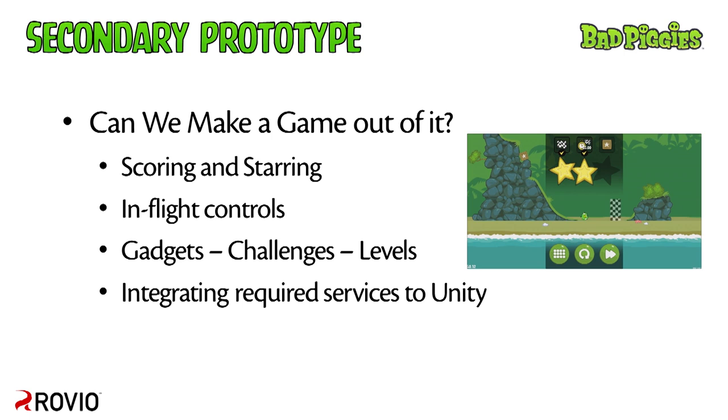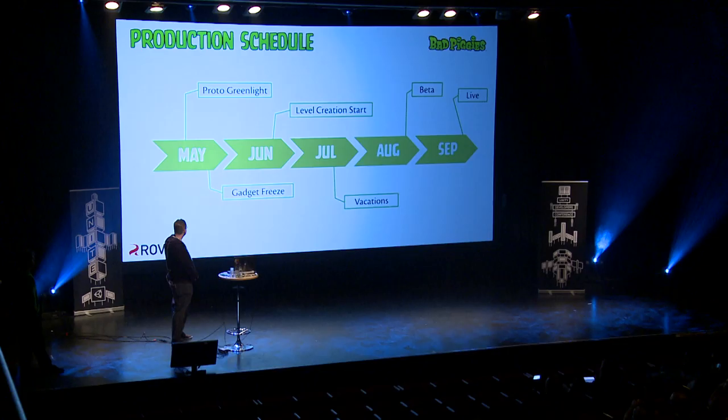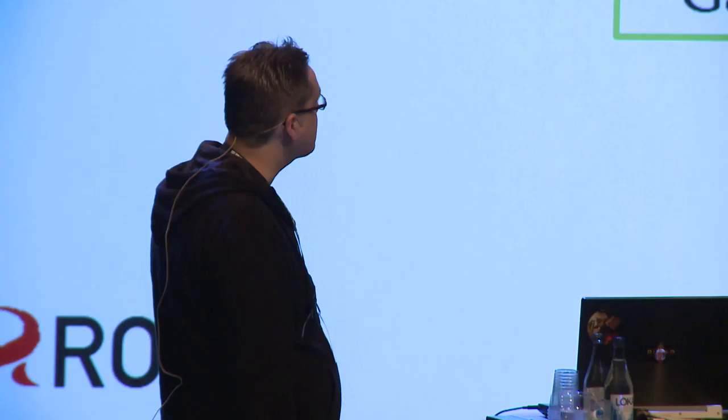And then we were able to go into production. That was mid-May when the prototype was greenlighted. And by that time, we already knew that we wanted to go out at the end of September. So we had a pretty aggressive timetable for the production. The first thing we did was finalize and even freeze the set of gadgets we wanted to go out with. And that was an interesting thing. I'll talk a bit about that later, but it turned out to be very useful.